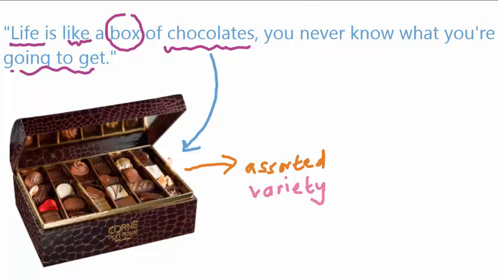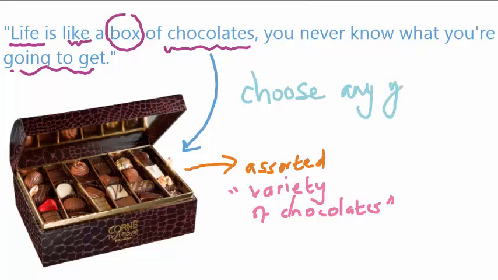And basically, in life you have a variety of events, a variety of choices, a variety of things that can happen to you. And it makes comparisons to the variety of chocolate, the varieties and events in life. So the chocolate can also be considered as a choice.